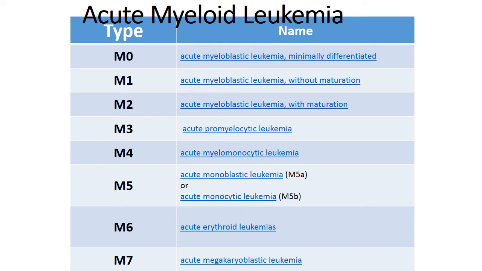M5 is acute monoblastic leukemia or acute monocytic leukemia, which includes monocytic cells at a percent of 80% or more. The blasts may predominate and it is called acute monoblastic leukemia, or they may be few and it is called acute monocytic leukemia. M6 is acute erythroid leukemia, where the malignant cells are myeloid blasts and erythroid cells. M7 is acute megakaryoblastic leukemia, where the malignant cells are megakaryoblasts.